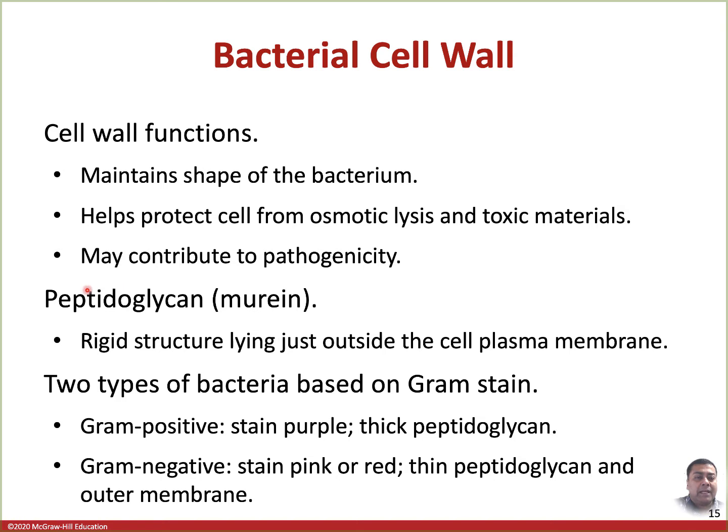This peptidoglycan, as you can see, is made up of peptide, and glycan means carbohydrates. It is a rigid structure outside the cell plasma membrane and forms the bacterial cell wall. And there are some variations of this. We are going to talk about that.